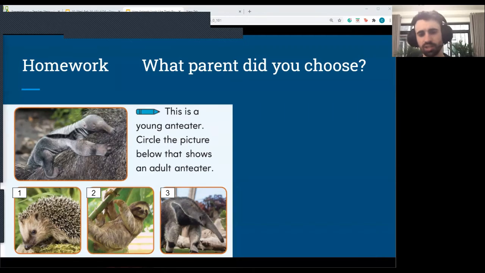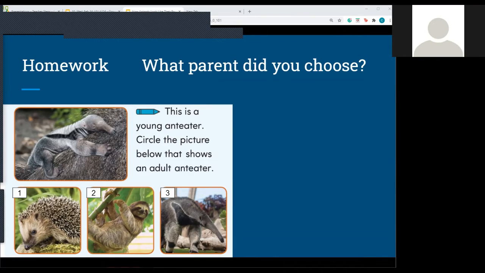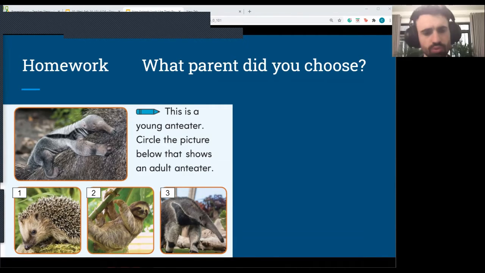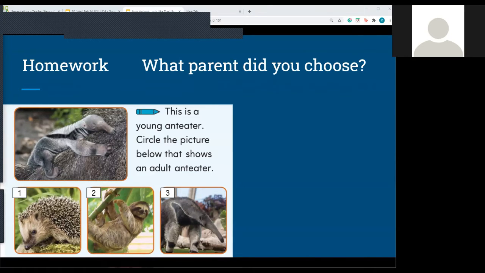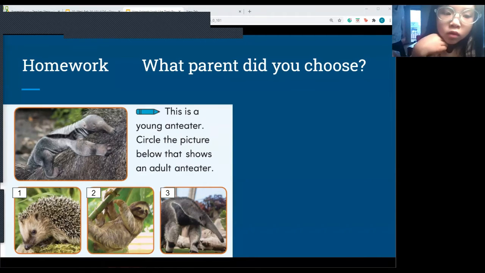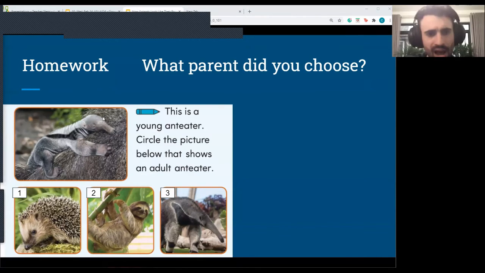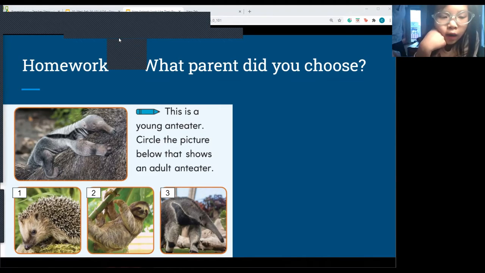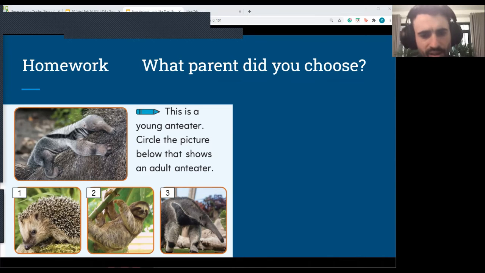Okay? So let's have Lavi. Lavi, what adult did you choose? The anteater. Is it 1, 2, or 3? The third one. And what let you know that it was the third one? The nose. And how would you describe the nose? An anteater has a long nose. And do you know why it has such a long nose and mouth? Great job.